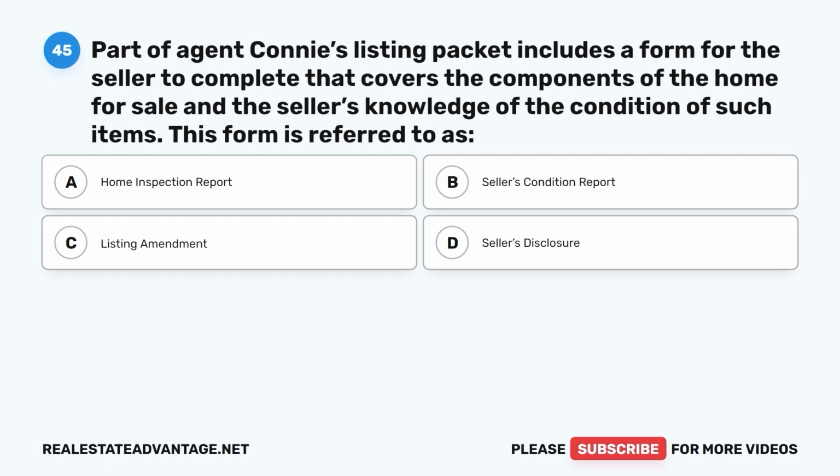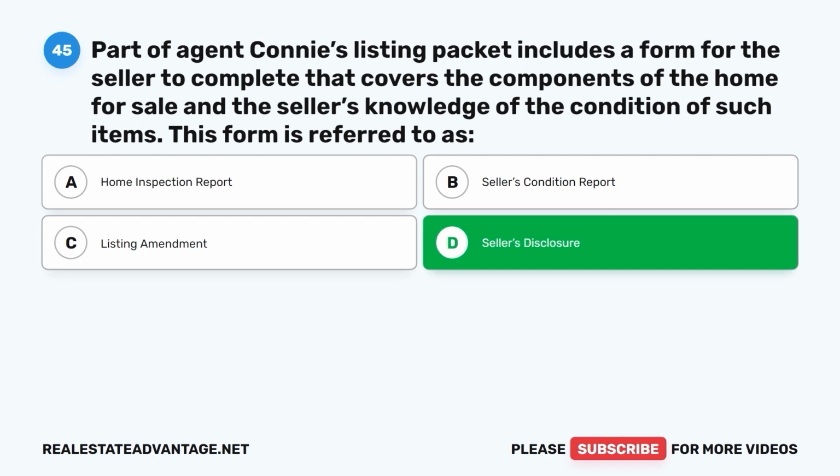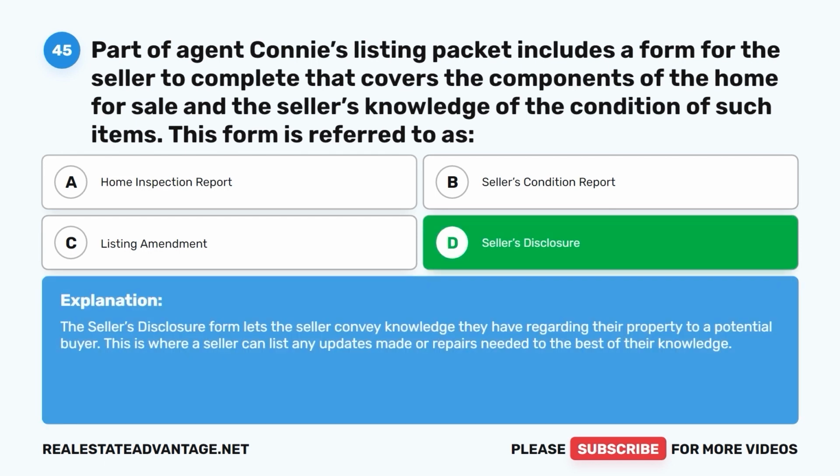Question 45. Part of Agent Connie's listing packet includes a form for the seller to complete that covers the components of the home for sale and the seller's knowledge of the condition of such items. This form is referred to as: A. Home inspection report, B. Seller's condition report, C. Listing amendment, D. Seller's disclosure. The correct answer is D, seller's disclosure. The seller's disclosure form lets the seller convey knowledge they have regarding their property to a potential buyer. This is where a seller can list any updates made or repairs needed to the best of their knowledge.